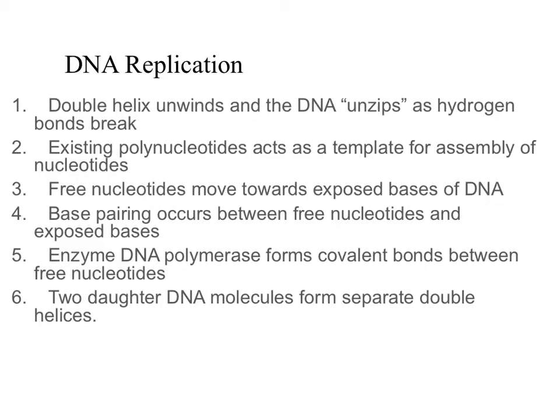Okay, so in order then, we've got the double helix unwinds and the DNA unzips as hydrogen bonds break. Existing polynucleotides act as a template for assembly of nucleotides. New nucleotides move towards exposed DNA bases. Then the base pairing, which we know is A to T, C to G, between new nucleotides and exposed bases. Enzyme DNA polymerase then forms covalent bonds between the new nucleotides, and then 2 daughter DNA molecules form separate double helices. Okay, so we get essentially 2 double helices.